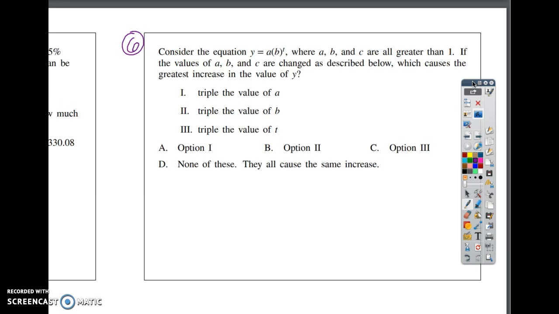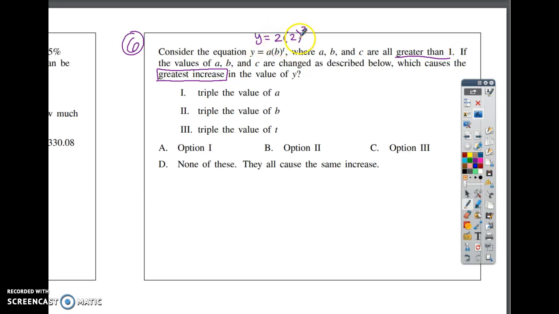Problem number 6. Consider the equation y equals a times b to the power of t, where a, b, and c are all greater than 1. If the values of a, b, and c are changed as described below, which causes the greatest increase in the value of y? Okay, so let's make up numbers. Let's say that our equation is y equals 2 times 2 to the power of 2, because the numbers just have to be greater than 1. So anything bigger than 1.